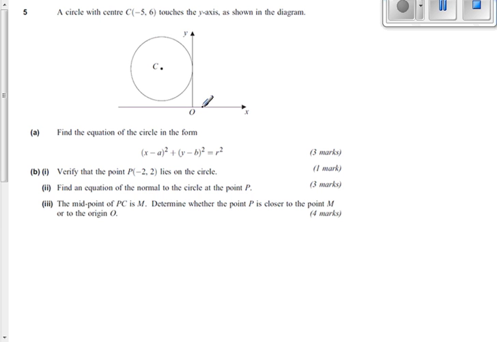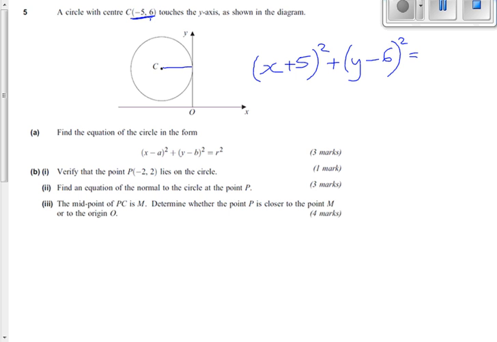Question 5, the circle question. We've got the centre here, so we know the equation of the circle is x minus the x centre, which is minus 5, plus 5, plus y minus the y centre, which is 6, equals the radius squared. So a bit of thinking needed for the radius.